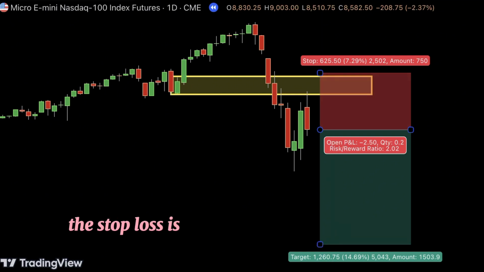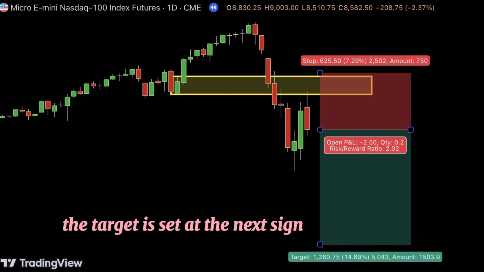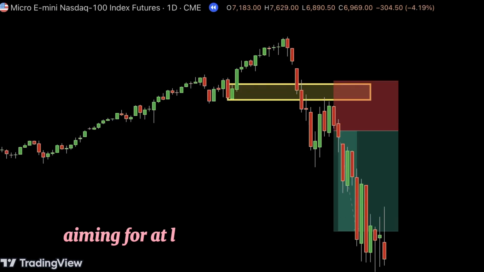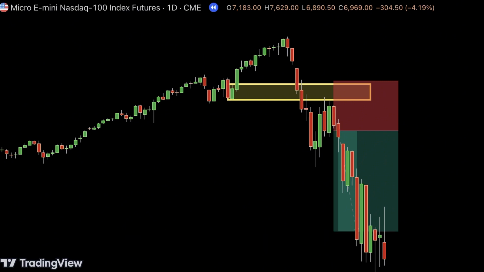The stop loss is placed just above the breaker block, ensuring that we're protected in case the market decides to break back above the block. The target is set at the next significant support level, aiming for at least a 2-to-1 reward to risk ratio to make the trade worthwhile.